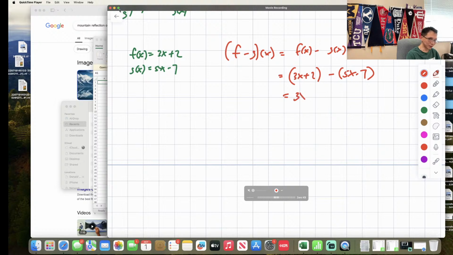And that's going to be 3x plus 2. And usually people forget to distribute the negative sign. This is going to be minus 5x plus 7. And that's negative 2x plus 9. So this is f minus g of x. Is that okay? Should be pretty straightforward. It's not something hard.